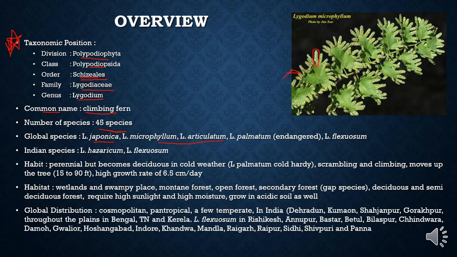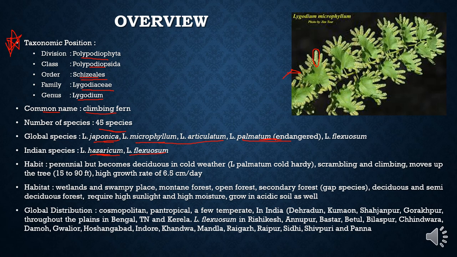So 45 species of Lygodium have been found so far, and these are the names of the global species mostly studied. Lygodium palmatum is very important because it is becoming endangered. It is native to North America, but due to habitat loss from the extensive cultivation of land, Lygodium palmatum is losing its habitat. There is also infestation of Lygodium japonicum and Lygodium microphyllum in the North American region. As a result of this competitive exclusion and habitat loss, Lygodium palmatum is becoming endangered.